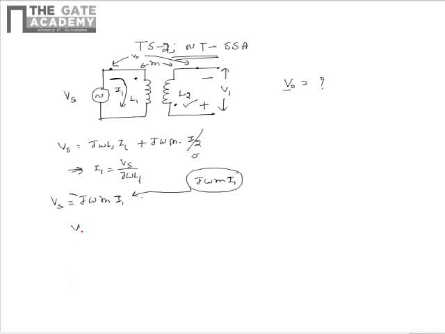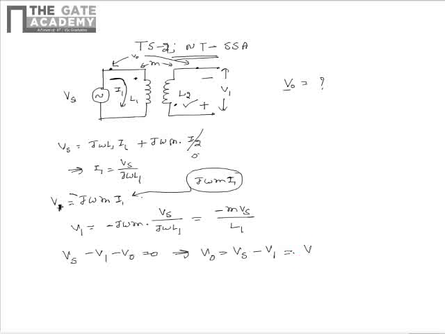So from this, V1 is equal to minus j omega M multiplied by Vs divided by j omega L1. This is equal to minus M Vs divided by L1. By applying KVL, we can write that Vs minus V1 minus VO is equal to 0. That implies VO is equal to Vs minus V1. So upon substitution, this can be simplified as Vs multiplied by 1 plus M divided by L1.